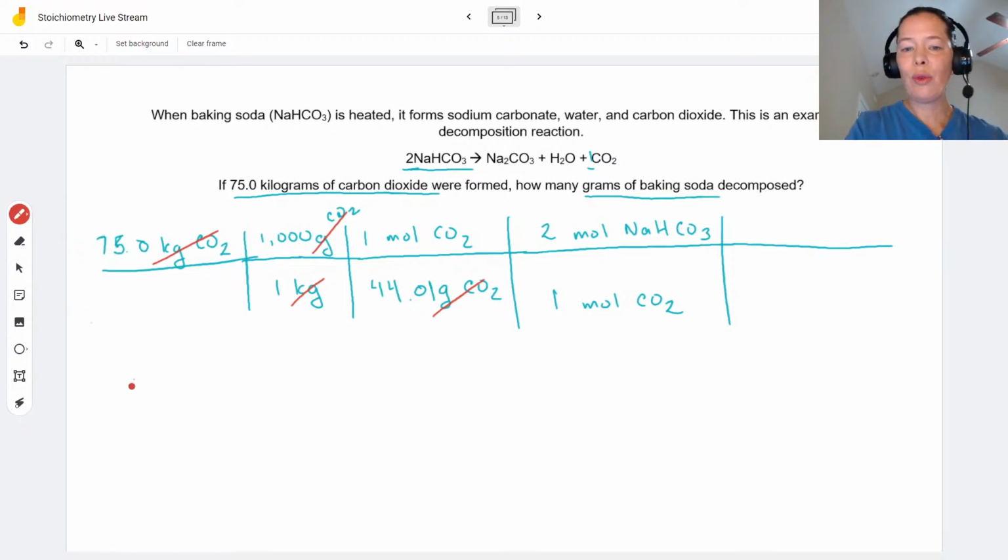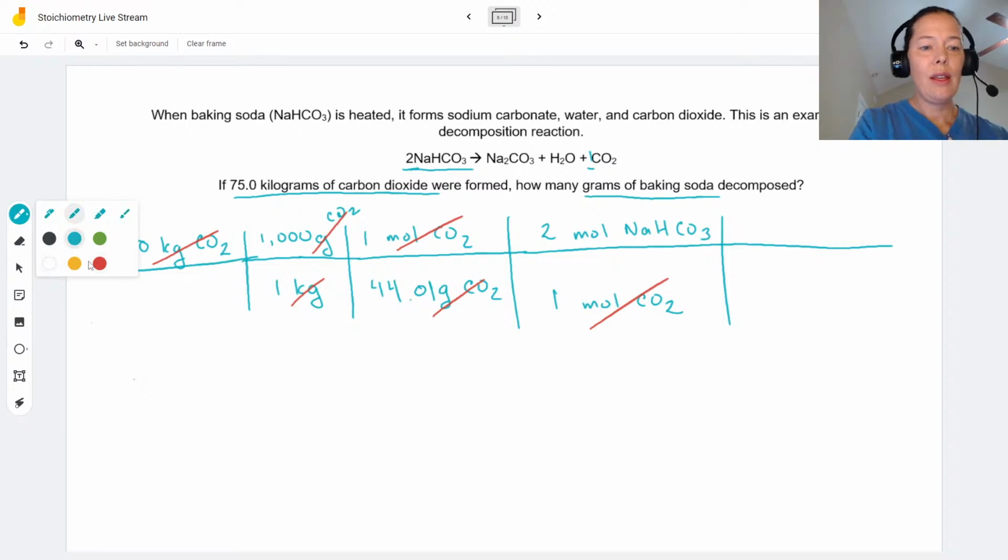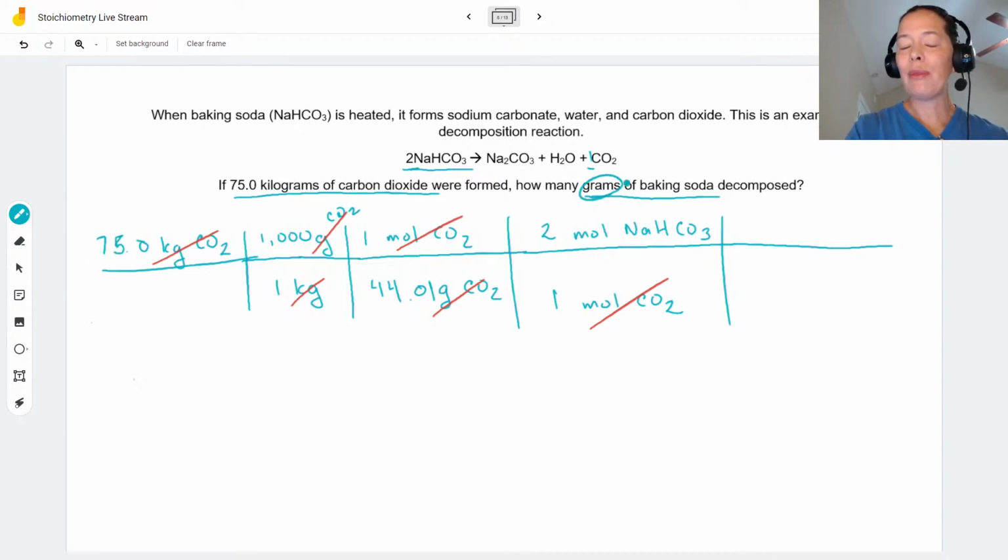Again, making sure that my units cancel. So now, so far, I've converted everything into moles of baking soda. But of course the problem asks me for grams, so I've got one more step, and that is to convert moles of baking soda into grams of baking soda, and I do that with the molar mass. Oops.